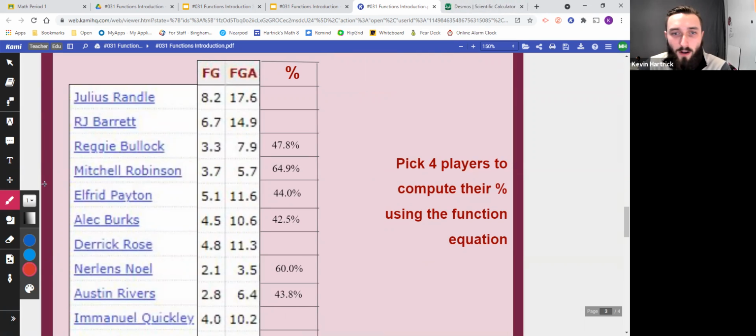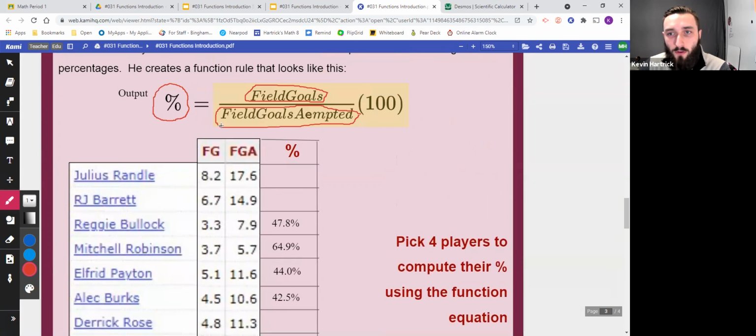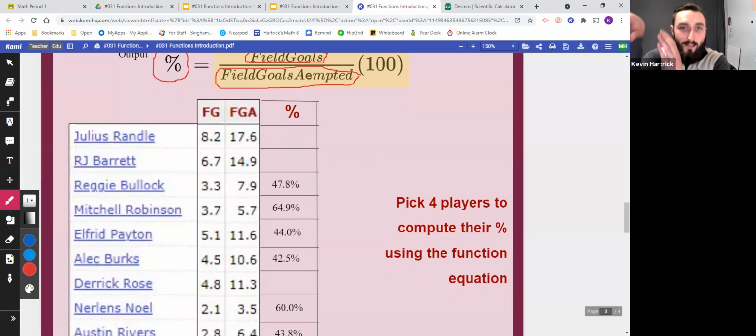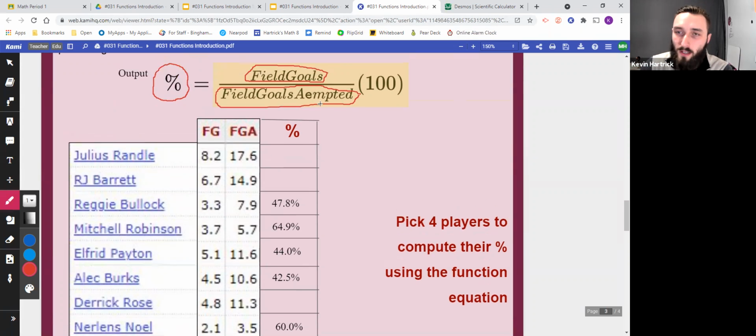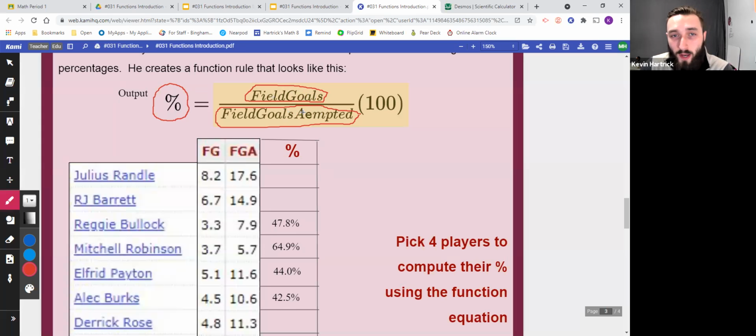So he's the best player for them currently. So let's do his. His field goals made, FG is the field goals made, and then FGA is the field goals attempted. So how many shots he's made versus how many shots he shoots per game, okay? So he makes about 8.2 of his shots every game, and he takes about 17.6. So we're going to use this formula here, this equation. Remember, functions are sometimes written as equations, and that's what we're going to see a lot in 8th grade math. Function is written as an equation.